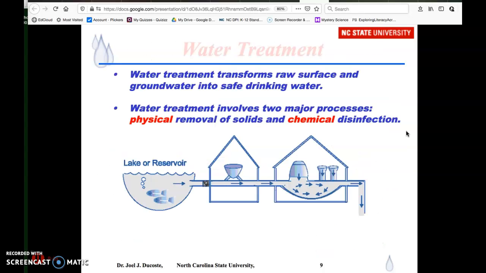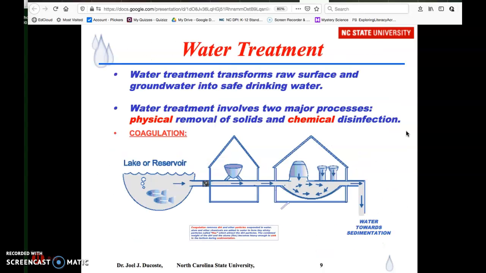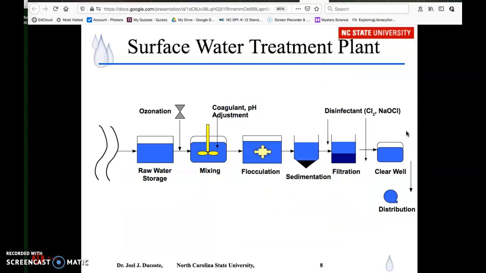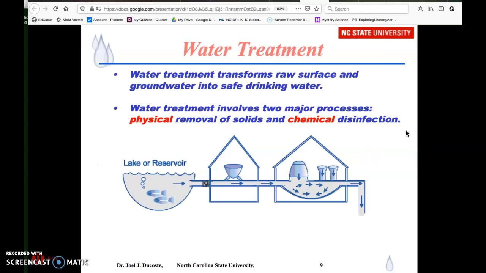Good. So here's the general flow of our water treatment plant. We're going the wrong way. Still going the wrong way. But we'll go through all of this again, and it'll be fantastic.